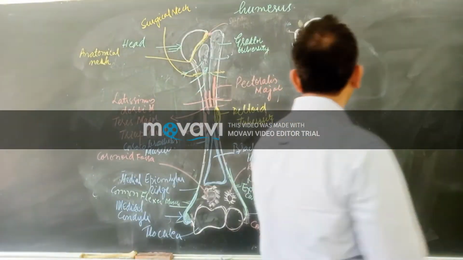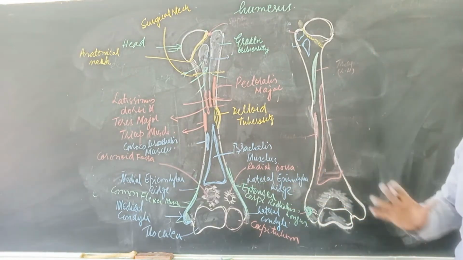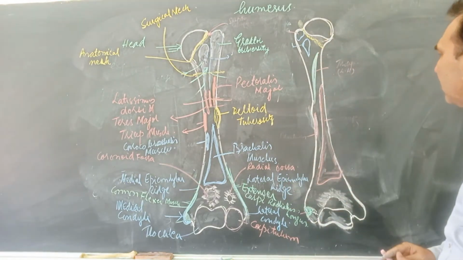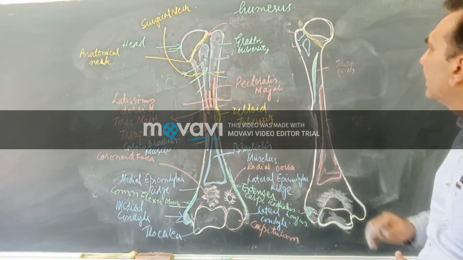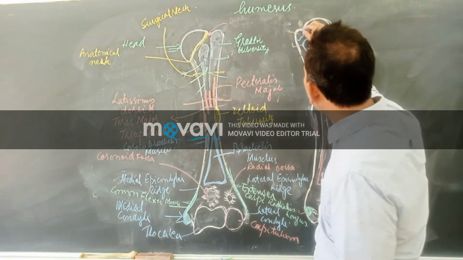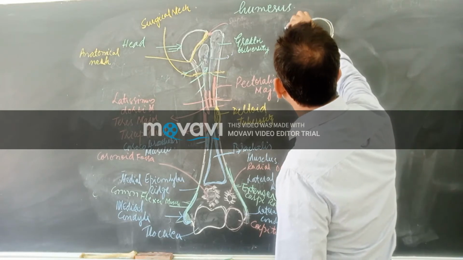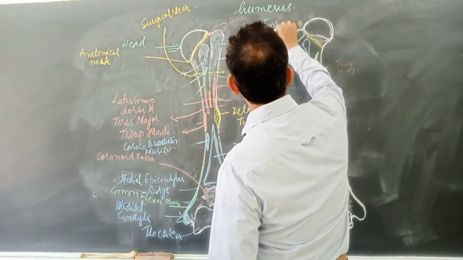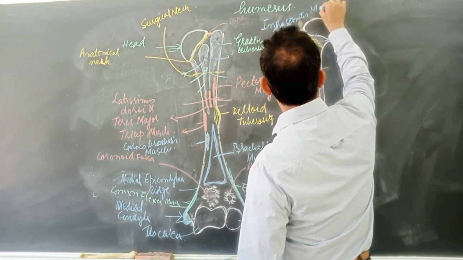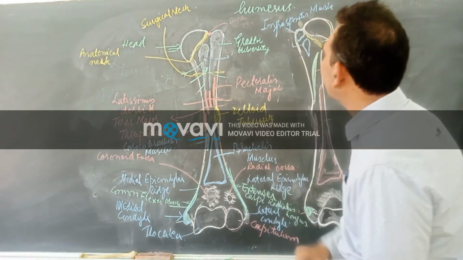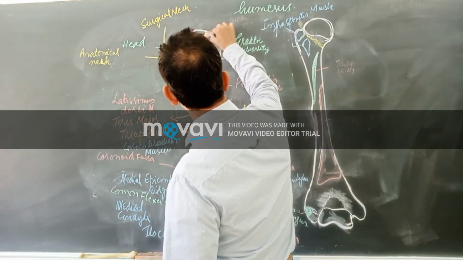Now we will go to the posterior view of the humerus bone. In the posterior view, this is the greater tubercle and this is the lesser tubercle. On the posterior side of the greater tubercle is the area for the attachment of the infraspinatus muscle, and the supraspinatus muscle attaches on the upper side.